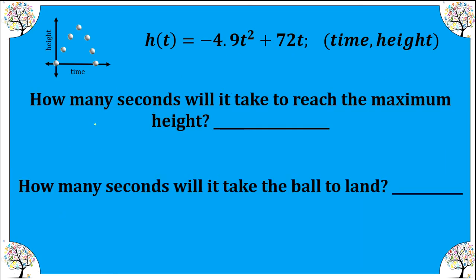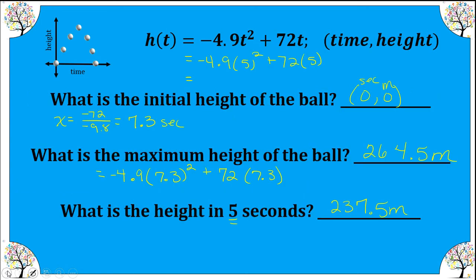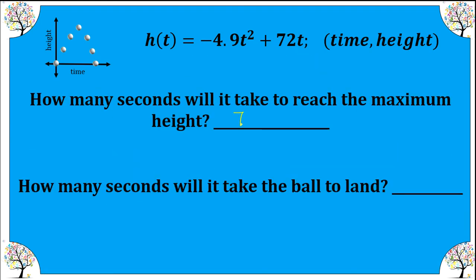Okay, how many seconds will it take to reach the maximum height? Again, we've already found that. It was the x part of our vertex, so 7.3 seconds. Now we need to know how many seconds it will take for the ball to land. So we know the ball started on the ground, so one root will be 0, and the other one we'll find out how many seconds it takes.